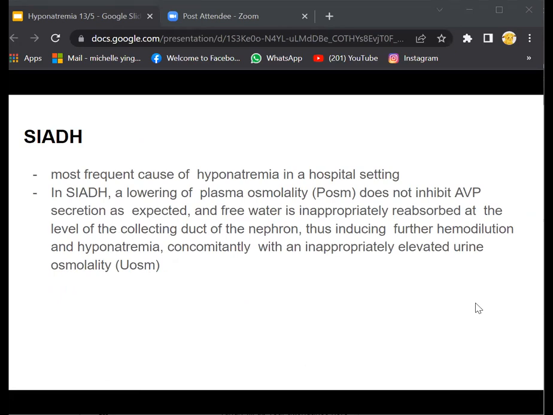For SIADH, SIADH is the most frequent cause of hyponatremia in a hospital setting. The lowering of plasma osmolarity does not inhibit the AVP, the ADH secretion, as expected, and the free water is inappropriately reabsorbed at the level of the collecting duct of the nephron, thus inducing further hemodilution and hyponatremia, concomitantly with the inappropriately elevated urine osmolarity.